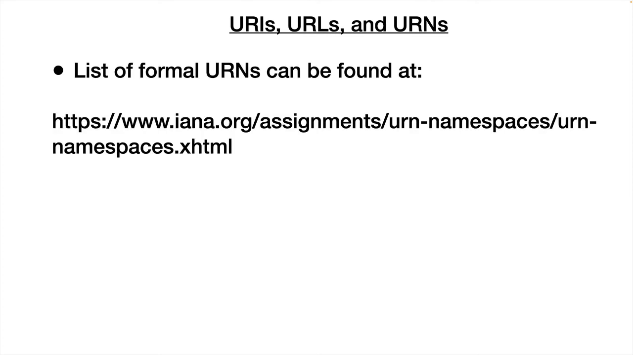So there are lots of URNs. A list of formal URNs can be found at the IANA.org site. They're the people that maintain these, because these are things that have to do with names or numbers. So that's a relatively quick discussion of URIs, URLs, and URNs.